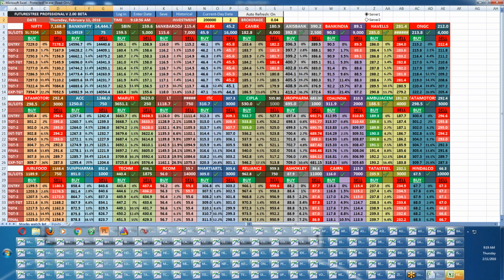Reliance, we have a sell. So Nifty, we have a sell call 7178. Coal India, we have a sell.